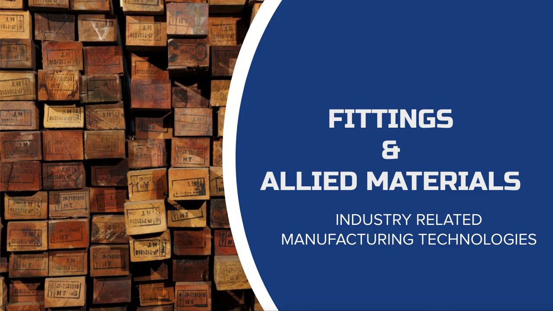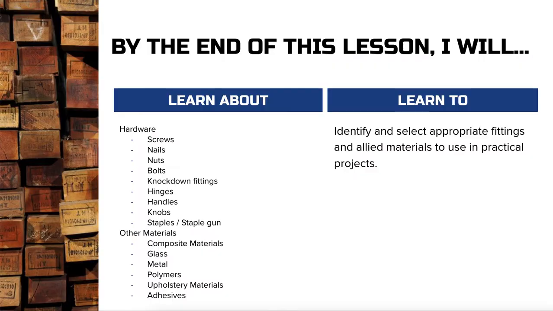where I'm going to be looking at industry-related manufacturing technologies. This is from the Industrial Technology Stage 6 Preliminary Syllabus for the timber products and furniture industries focus area. Specifically looking at fittings and allied materials. So if you're trying to find that on the syllabus page numbers, it's page 49 towards the top there. This is where we start looking at things like hardware and other materials that can be used in our projects.